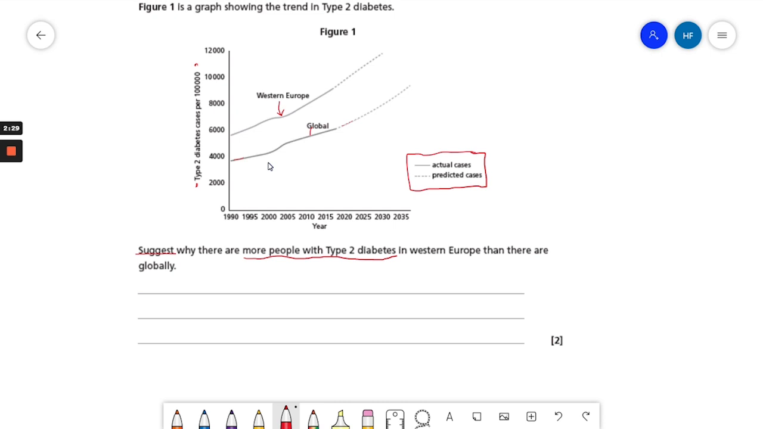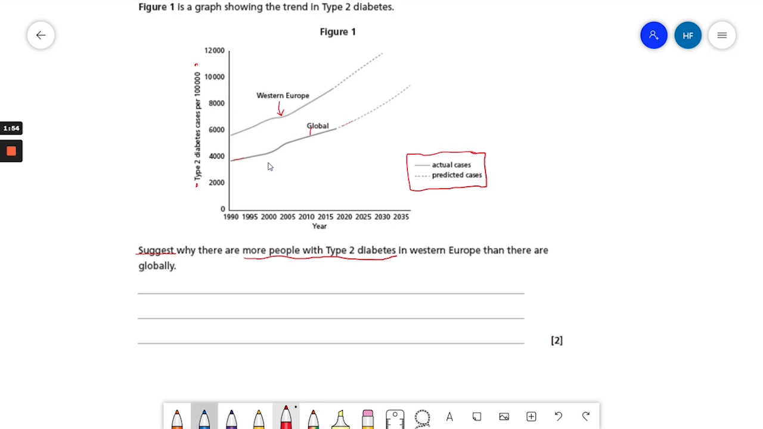Now, you should remember that non-communicable diseases are often caused by the interaction of a number of risk factors. And for type 2 diabetes, the main risk factor is obesity. And you should also know that obesity is linked to having an unhealthy diet. So with this information in mind, we could deduce that people in Western Europe have a more unhealthy diet compared to average, which means that they're more likely to be obese and therefore more likely to develop type 2 diabetes. So let's have a go at putting this into a written answer.